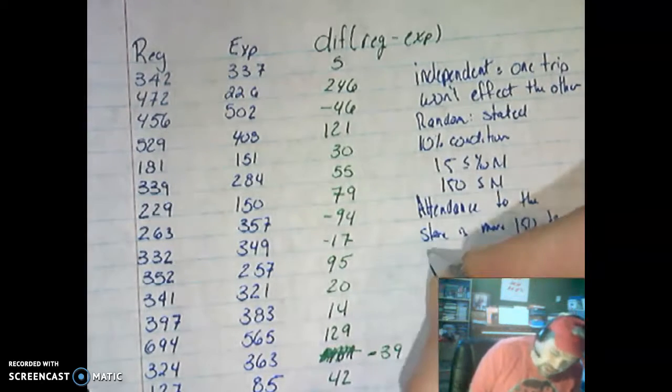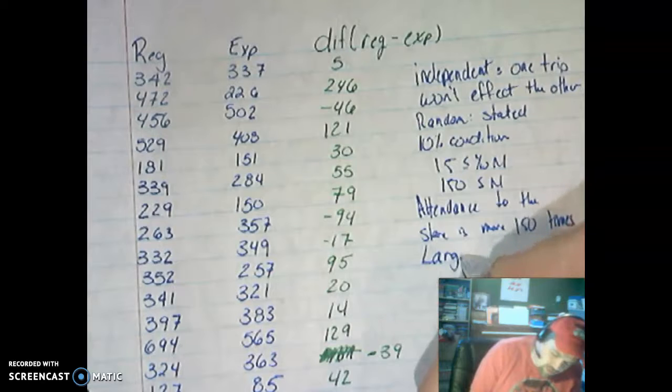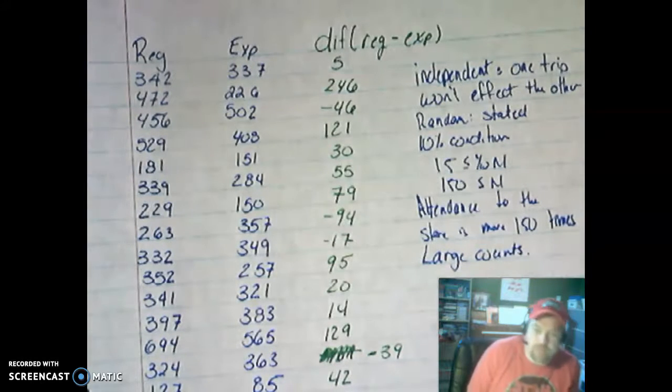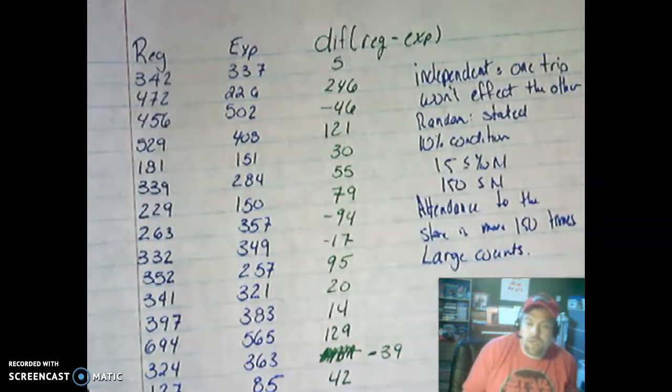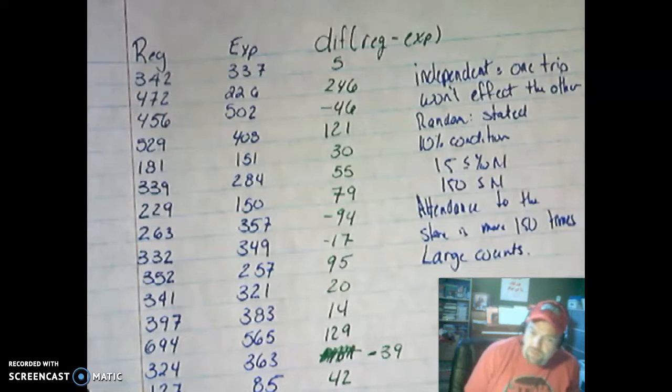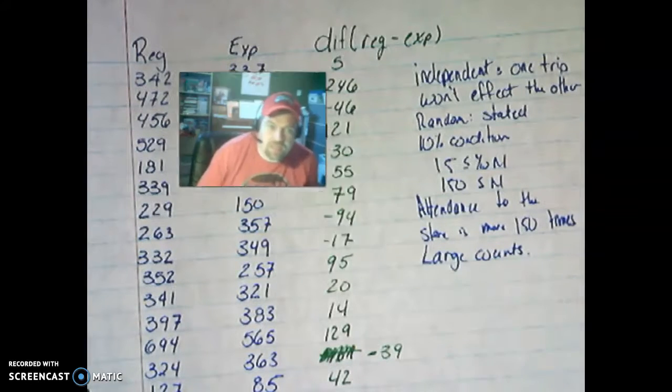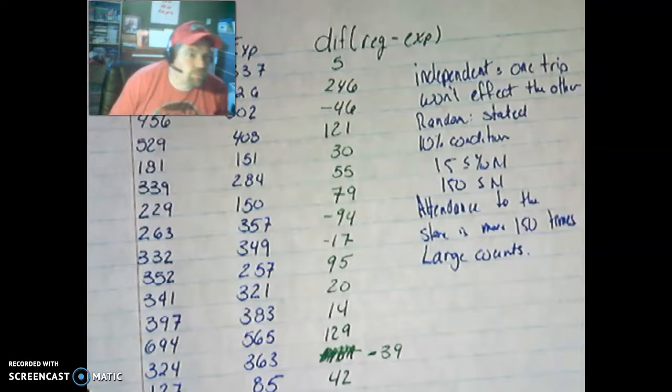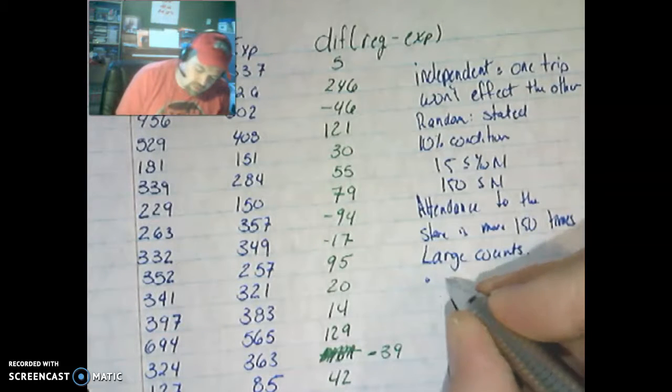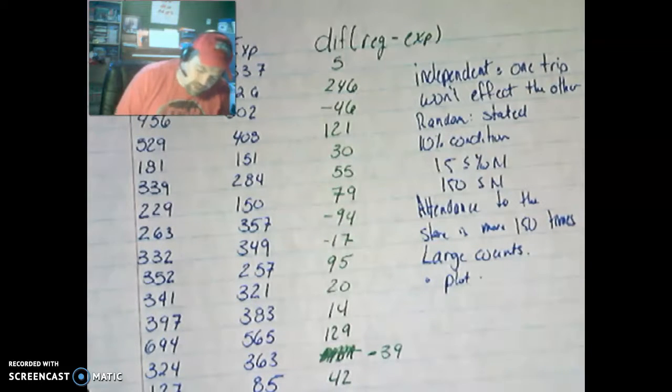Alright, so large counts. It's not stated that it's normal. We're not given the fact that it is, and the n is not over 50, so we're going to have to do something else. So that means we're going to have to plot, right?